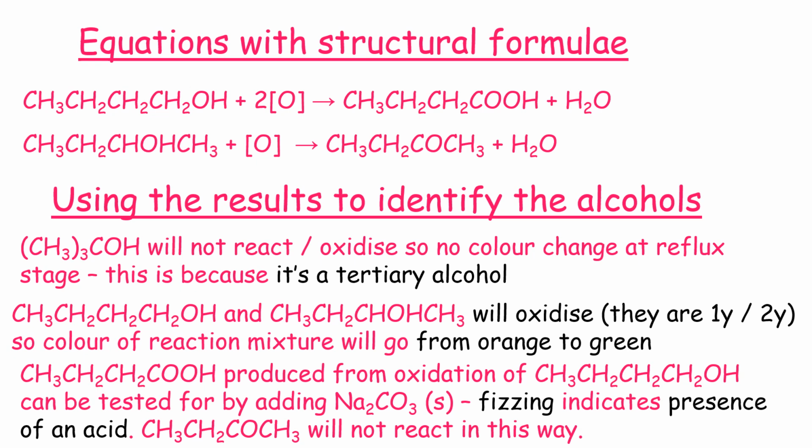The butanoic acid produced from the full oxidation of butan-1-ol can be tested for by adding Na2CO3. The fizzing indicates the presence of an acid. The ketone that would be made from the oxidation of butan-2-ol would not react in this way, so that helps you distinguish between the 2 of them.